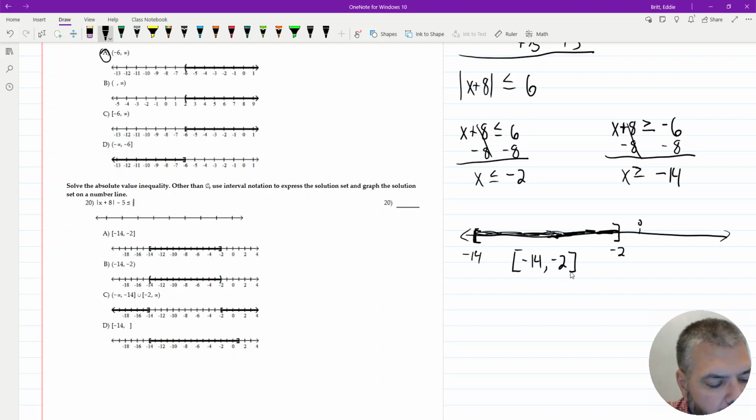All right, so if we look down here at our answers, bracket negative 14, comma, negative 2 with a bracket. It's got to be that one right there.